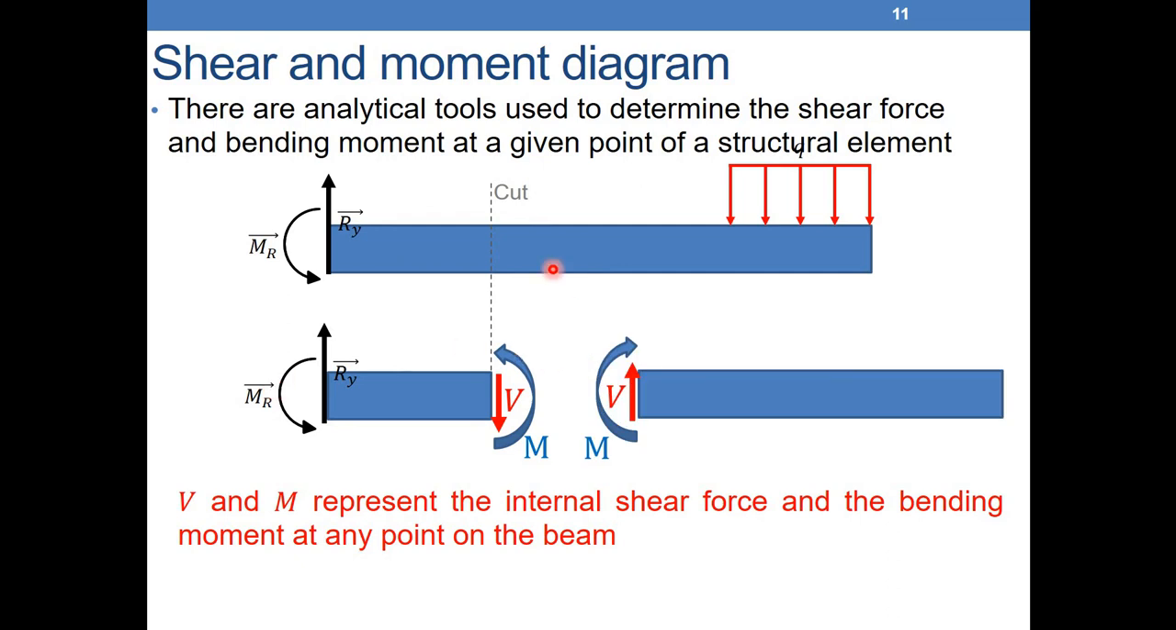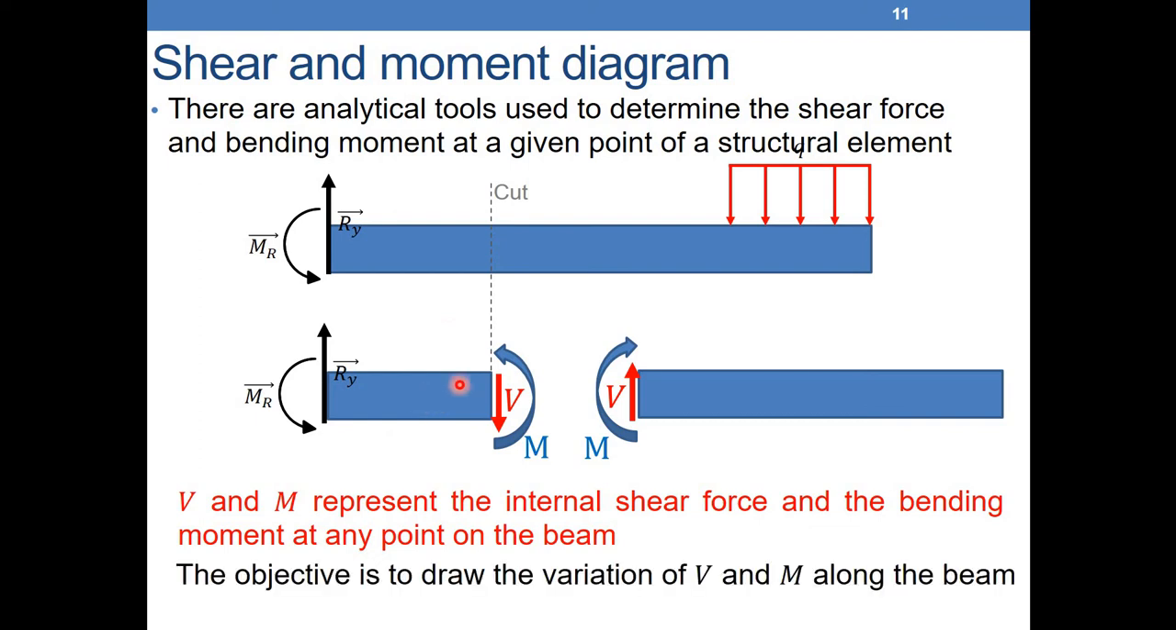If I isolate this portion here, I will have the same. I will also have a shear force equal to this one, and an internal bending moment. But by convention, if I isolate the right portion, I take V going up and M going clockwise. So at any cut here or here or here, I will always have an internal shear force and internal bending moment in order to have equilibrium of the portions that you are isolating.